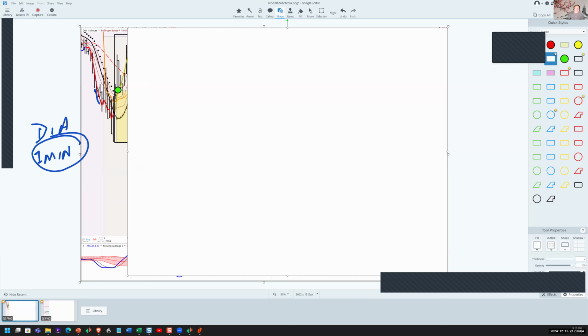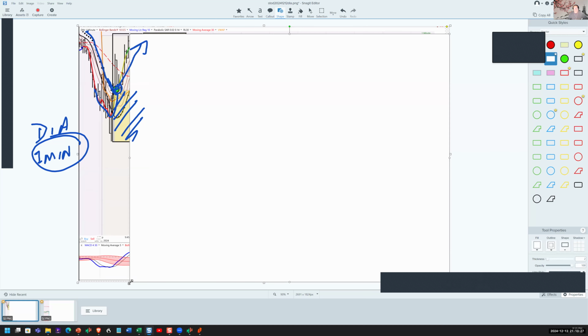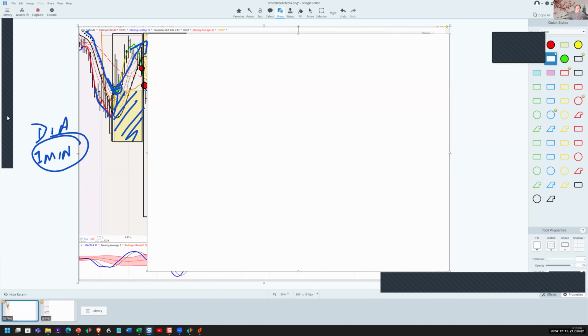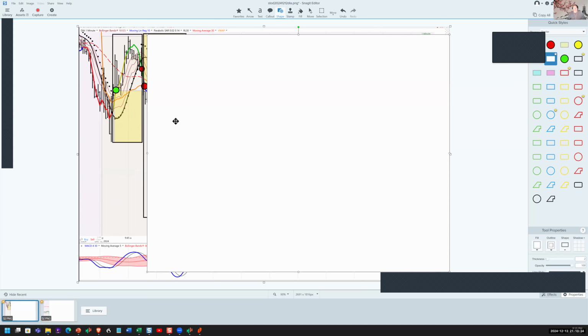Here's your RL10. When it reverses and crosses above the VWAP and takes out the descending PSAR, that's my signal to get long. Here's my standard risk in DIA. That leaves us with a slight win.